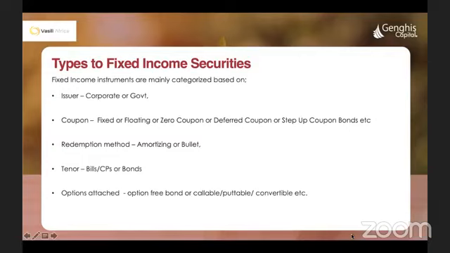A put will be attractive in a high interest rate environment, where I'm holding a 5-year bond giving me interest at 12%, yet in this environment a 5-year bond is paying 15%. What I will do is put the bond back to the issuer, I get back my money, and I reinvest in the high interest rate environment.